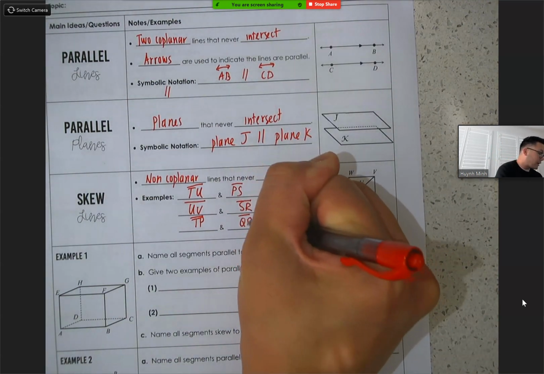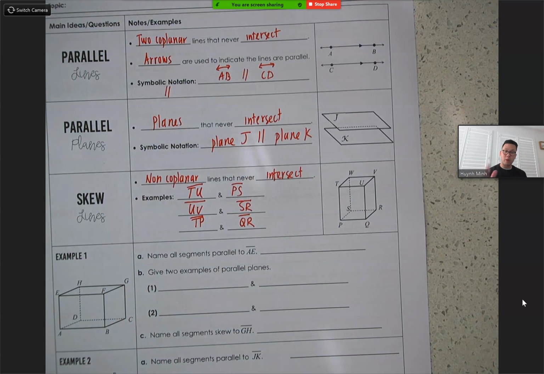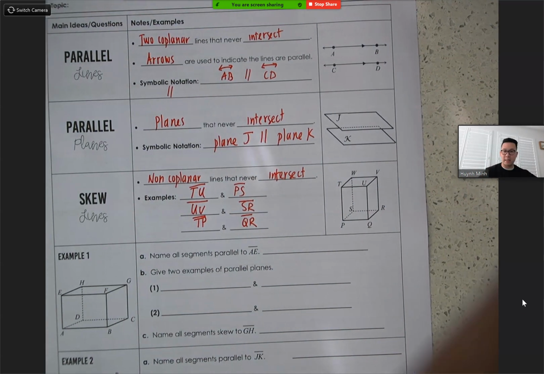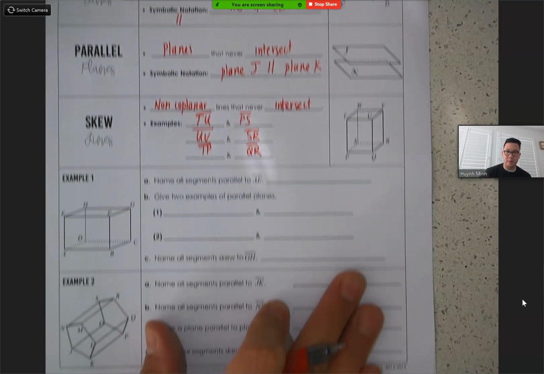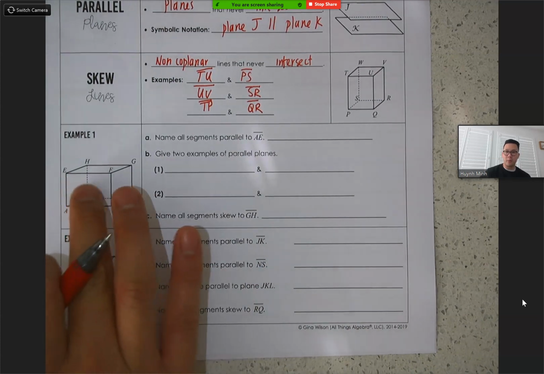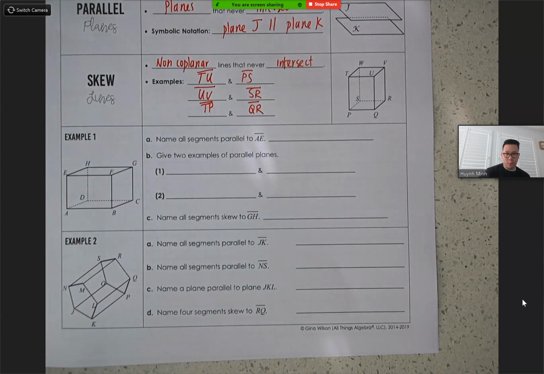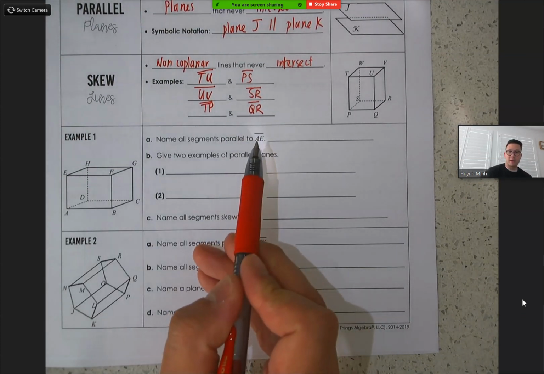Now, I know I listed 3 examples. There are many more, but it's just going to be a bunch. And I think you'll get the point, right? So those are examples of skew lines. So let's do example 1 together, right? Example 1 says name all the segments parallel to AE.